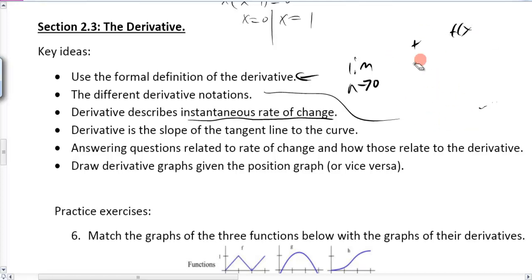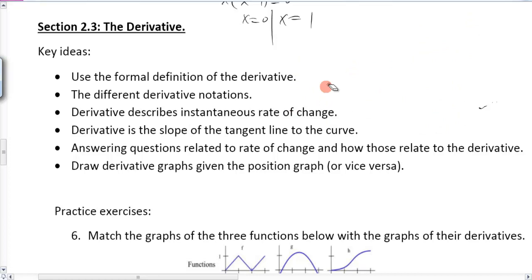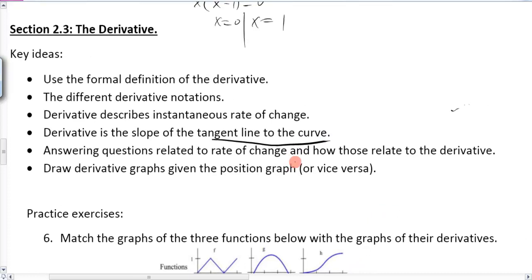Okay, on a graph, what does that look like? What does a derivative look like? Well, it is the tangent line to the graph at an instant. You need to be able to answer questions related to change and how those relate to a derivative. Draw derivative graphs given position graphs, or vice versa.